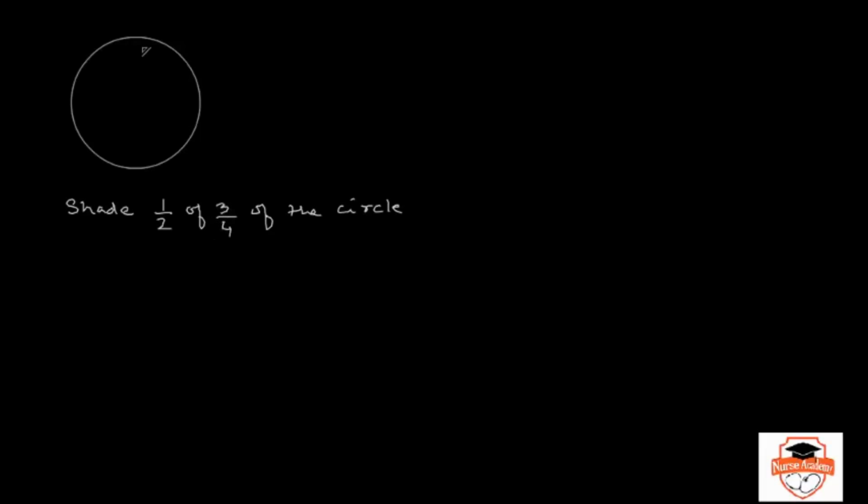So what you want to do is cut the circle into 4 equal pieces, and then pick 3 out of those 4 pieces. So let's go for this. This is not the final shaded area. And this. And this.